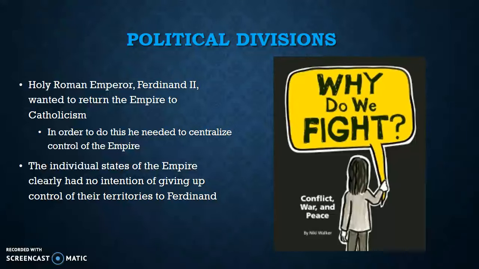Politically, we also have an issue with the Holy Roman Emperor. Ferdinand II really wants to reunite his empire under Catholicism. Remember, this is the same family of Charles V and Philip II. They are very strong, devout Catholics, and the notion of having Protestantism within their empire is really upsetting for them. And Ferdinand's goal is to reunite them under that Catholicism because it also allows him to centralize the empire. He has better control of his empire if it's all within one religion.